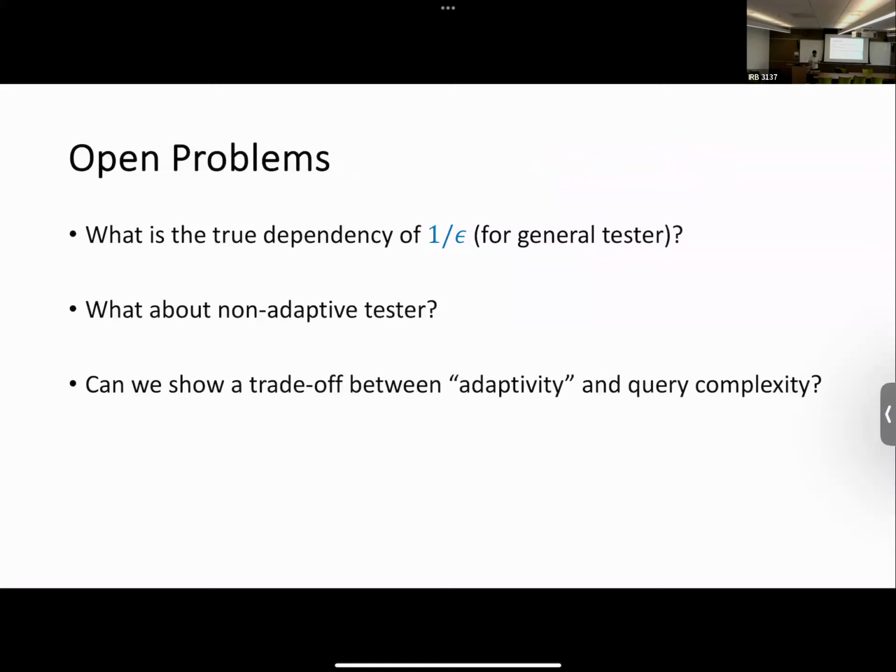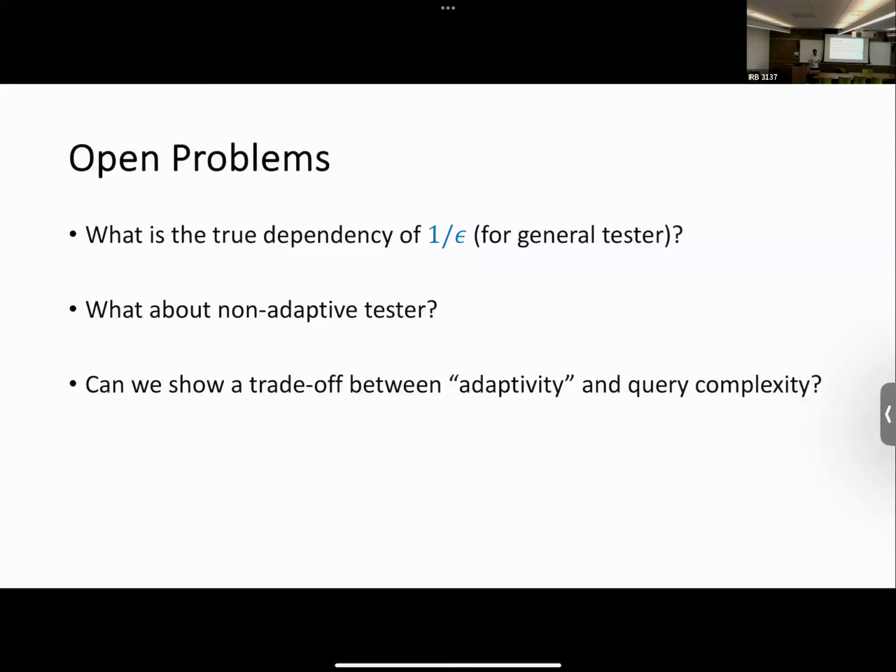Another question I think is also interesting is whether there is a trade-off between adaptivity and query complexity. As I mentioned, with just one round of adaptivity, you get some log n over epsilon to the 9. Now maybe if you allow 2 rounds of adaptivity, can you improve the dependency on epsilon?